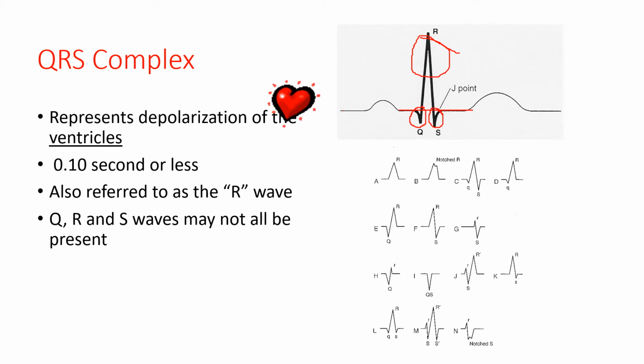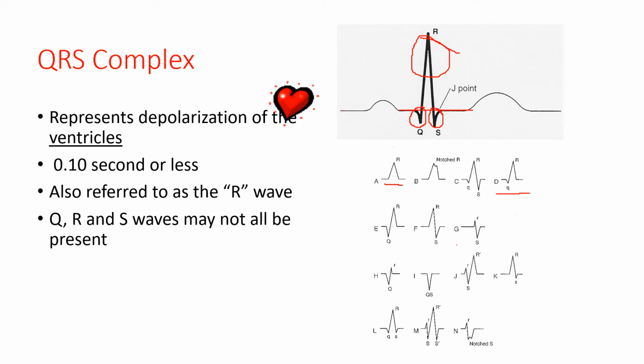And looking at these examples, such as in A, there's no Q or S. It's just an R wave. In C, you do have a Q, an R and an S. In D, you have a Q and an R. In E, you have a Q and an R in different variations of how big they are.